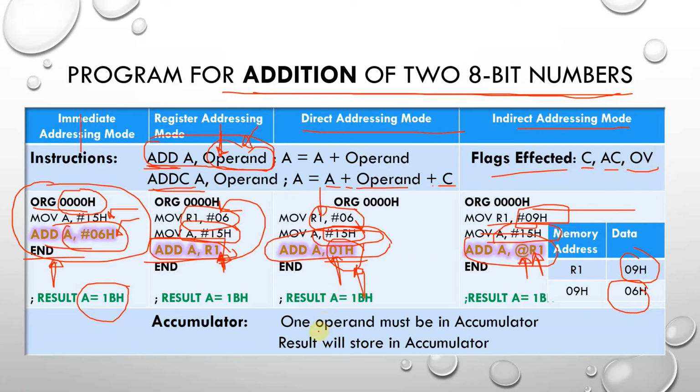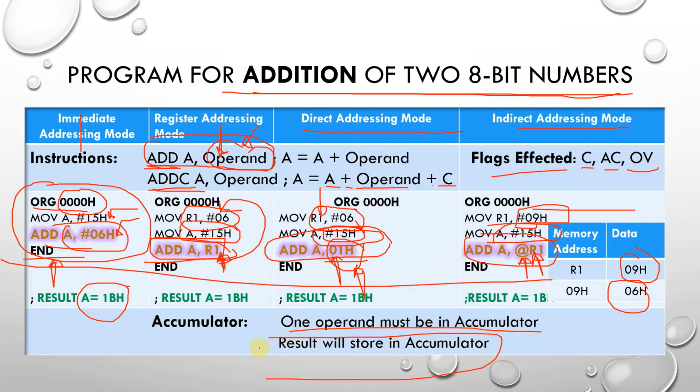And the second thing which is to be noted here is that one of the operands should be in the accumulator, as we have seen in all these examples. The third thing is the result will always be stored in the accumulator. So the things which we need to take care of are the flags: carry, auxiliary carry and overflow flag will be affected. The accumulator will always consist of one of the operands to be operated on, and the result will always be stored in the accumulator.